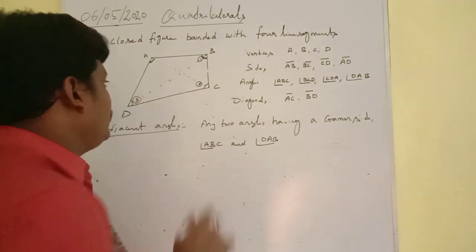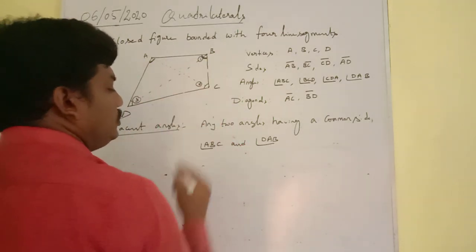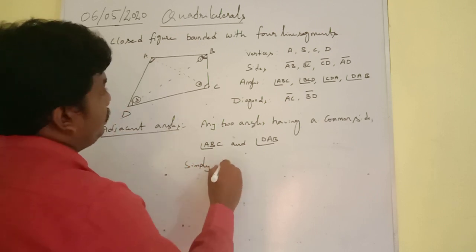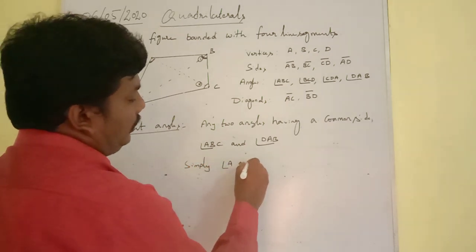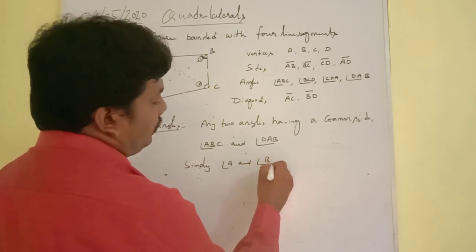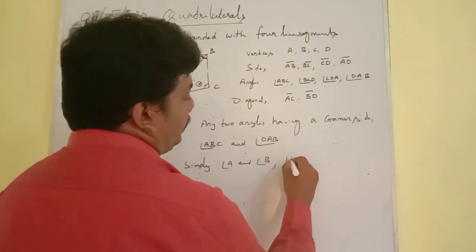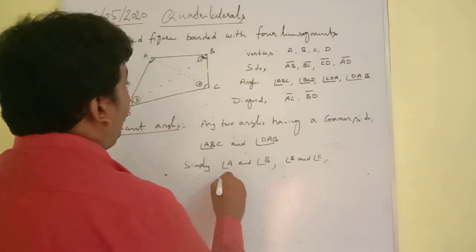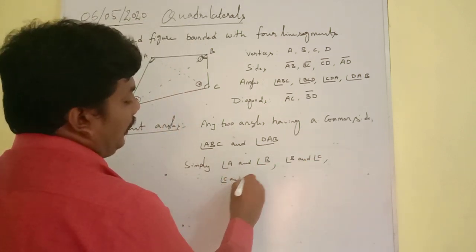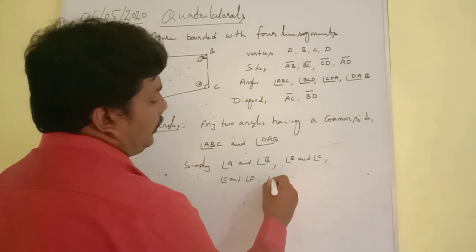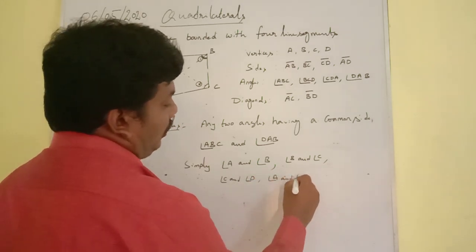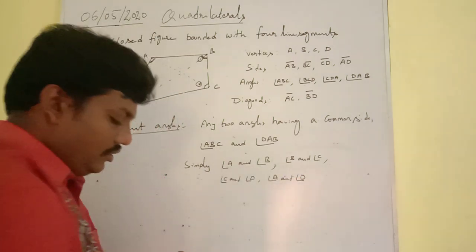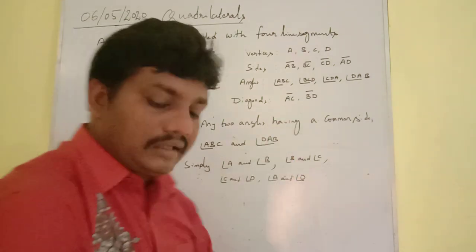Then coming to adjacent angles, these two adjacent angles and these two adjacent angles, simply we can write angle A and angle B, angle B and angle C, angle C and angle D, angle A and angle D. These are four pairs of adjacent angles.